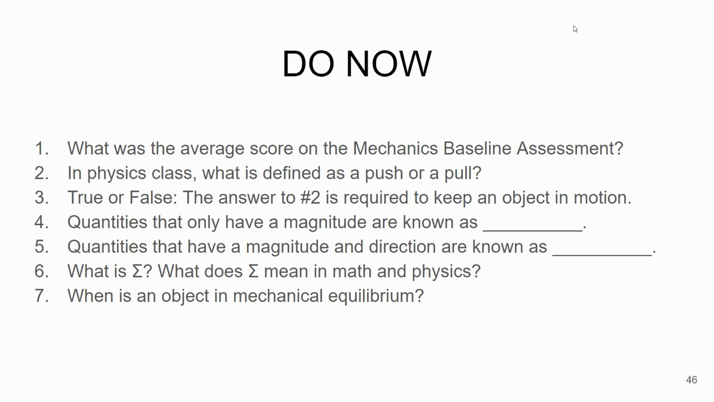So question 6, what is this funny symbol and what does it mean in math and physics? That is a capital Greek letter sigma, and in math and physics, sigma means sum. Question 7, when is an object in mechanical equilibrium? It is in mechanical equilibrium if the sum of the forces on it equals 0. So its motion doesn't change. If sigma F equals 0, you have mechanical equilibrium.